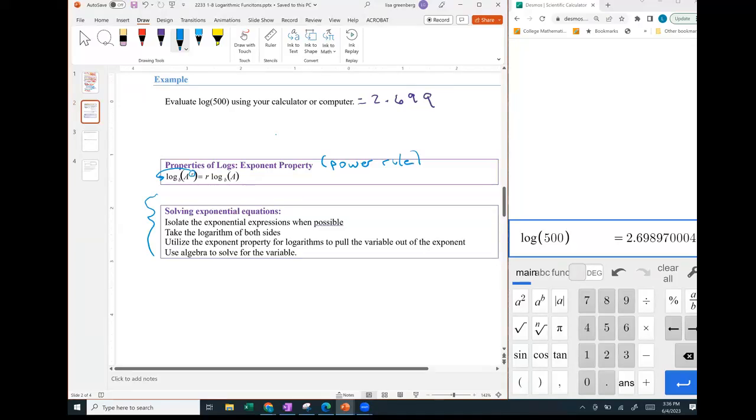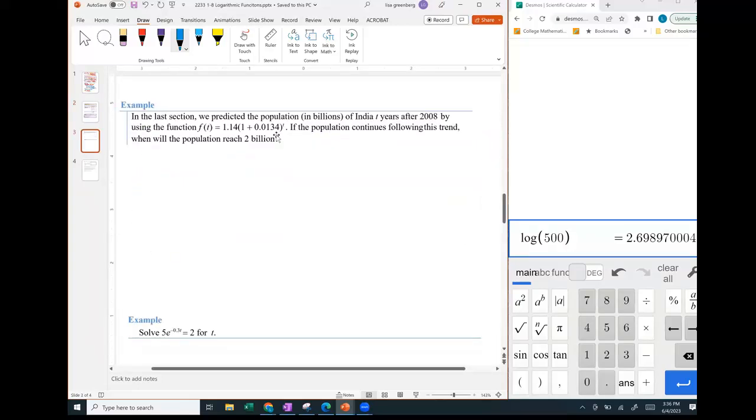Then I take the log of both sides, and then I utilize the exponent property of logarithms to pull the variable out of the exponent, and then we'll use algebra to solve. Okay? Okay, here we go.